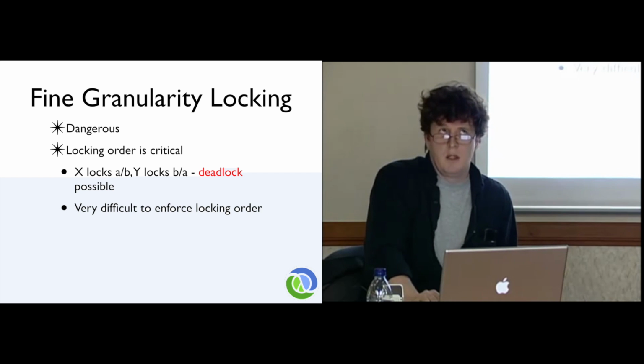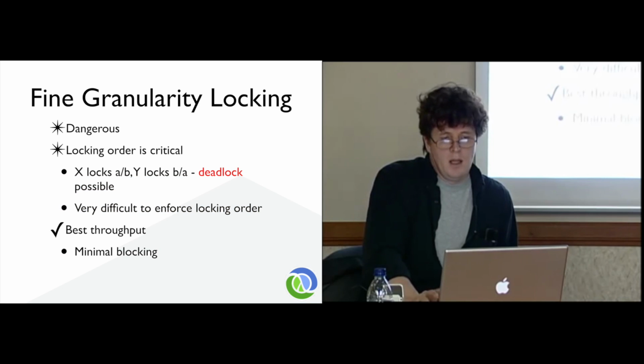You have to have conventions. Let's lock things alphabetically. Let's lock them, we'll number them in order to lock them correctly. I mean, that's not a bad strategy, in fact, because at least it's deterministic and mechanical. But it's hard to do. On the other hand, if you can do this correctly, it will give you better throughput than the global kind of locks because there's a minimum amount of blocking. It's just as much blocking as is required for the very few things you're touching.